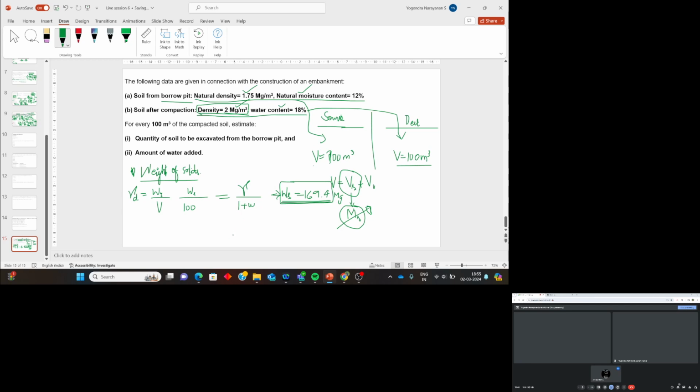Now you have to incorporate both moisture content and natural density also. You have to take that into account. How will you calculate here? You know this weight, all right? 169.4. Obviously you can divide by 100 or whatever the unit is.